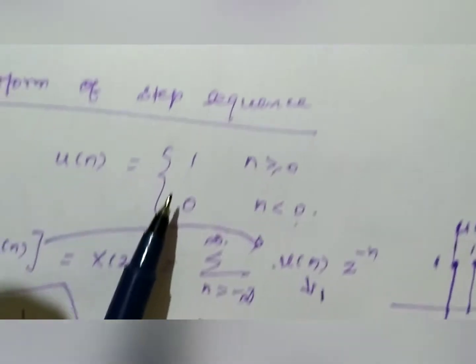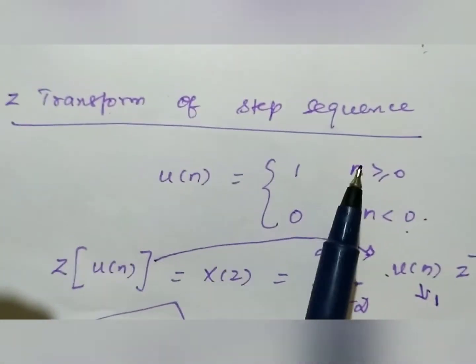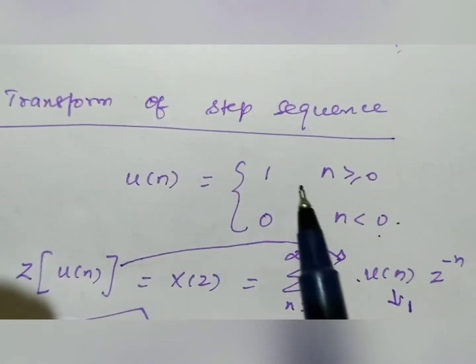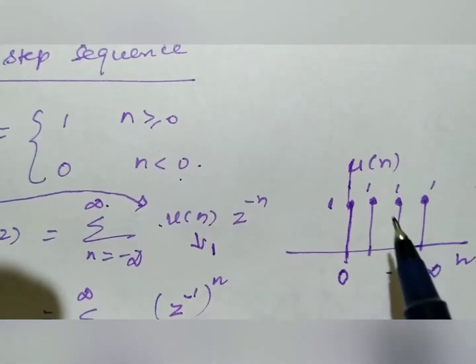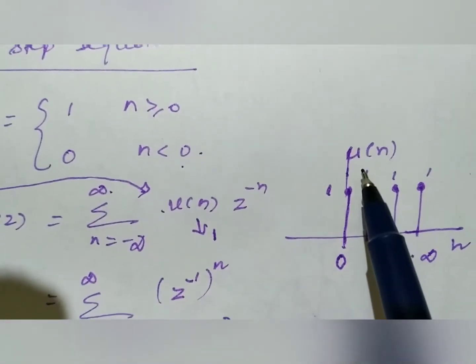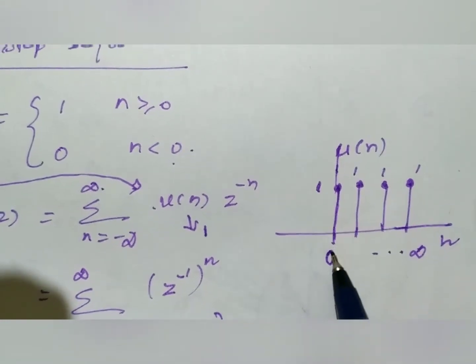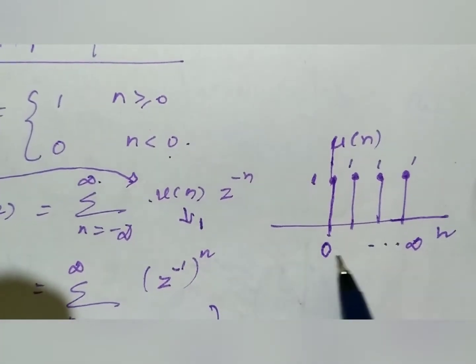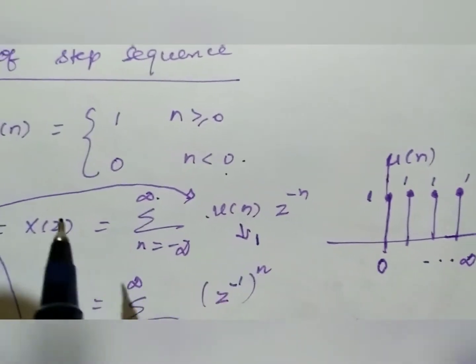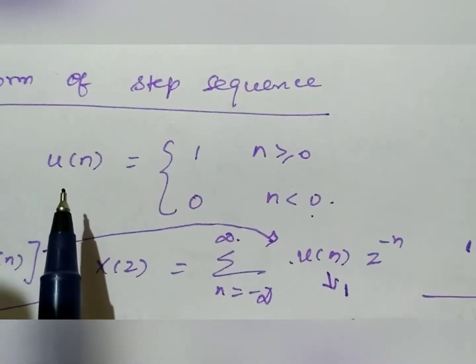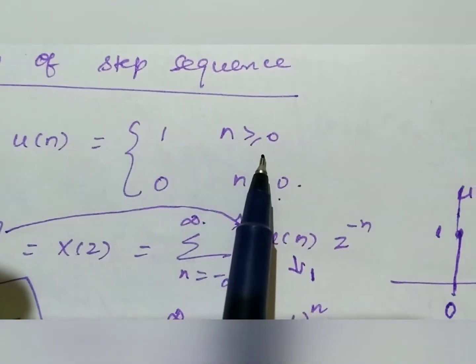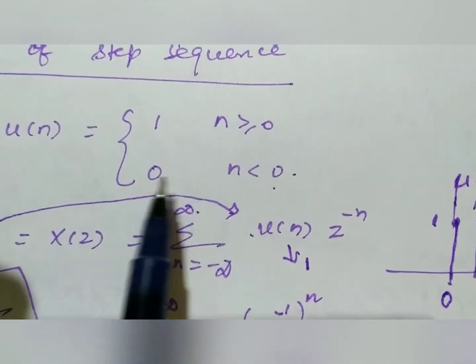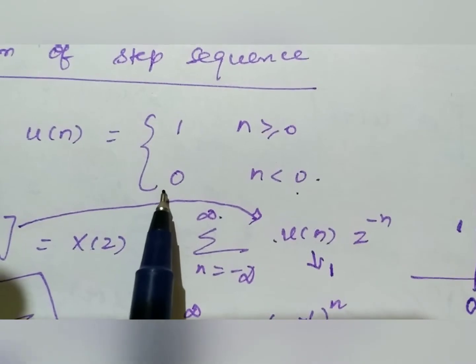Now let us start with the Z transform of some very basic signals. The first one is the step sequence. As we all know, the step sequence is denoted by U of n. It exists only on the positive side, starting from 0 to infinity. It can be expressed mathematically as U of n equals 1 for positive values of n including 0. For negative values of n, the function value is 0.